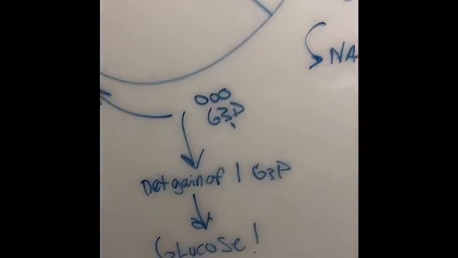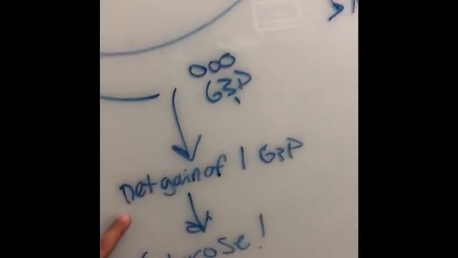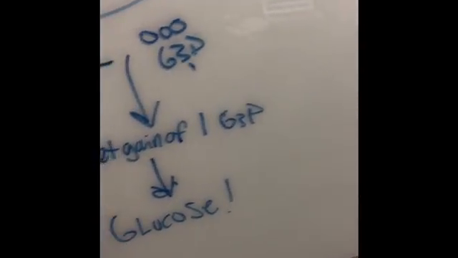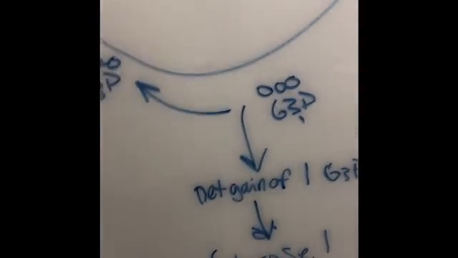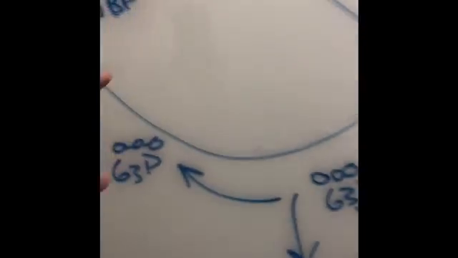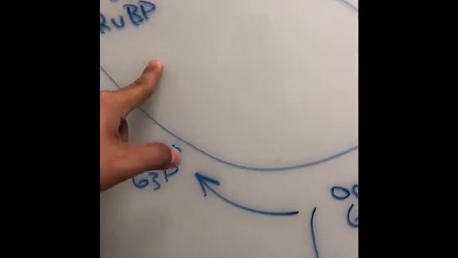Now, one of the G3P is going to be a net gain, so we're going to keep one of those, and it's going to be used to form glucose later. The other ones are going to stay in the Calvin cycle for our next phase, the regeneration of RuBP.